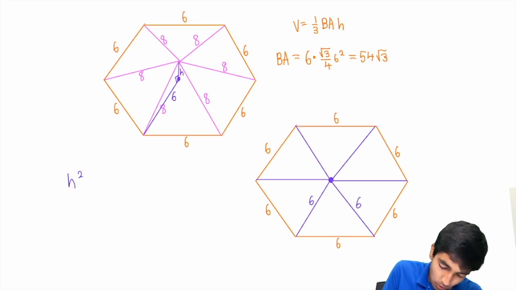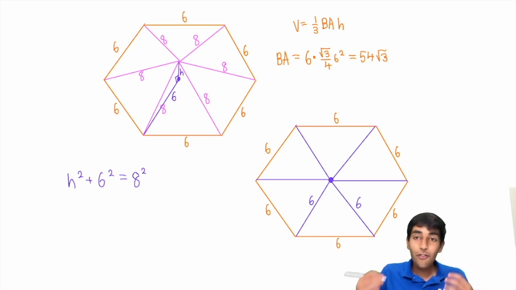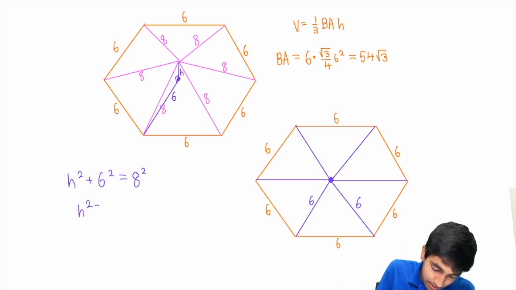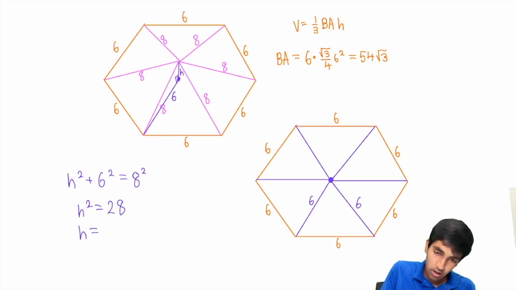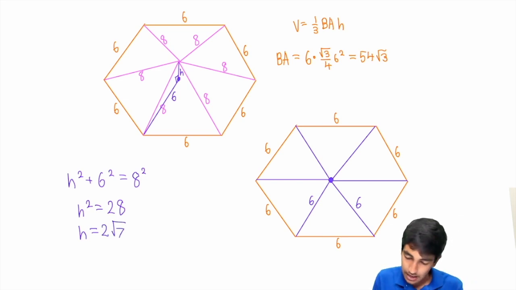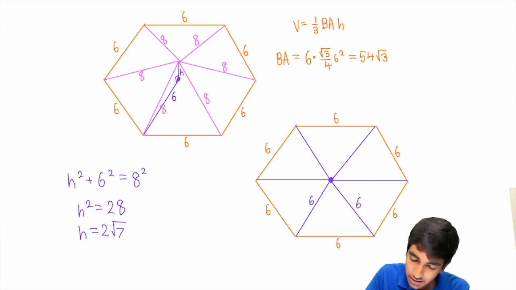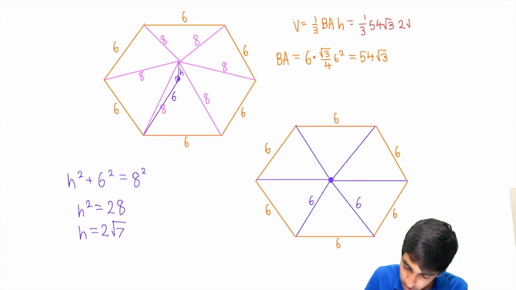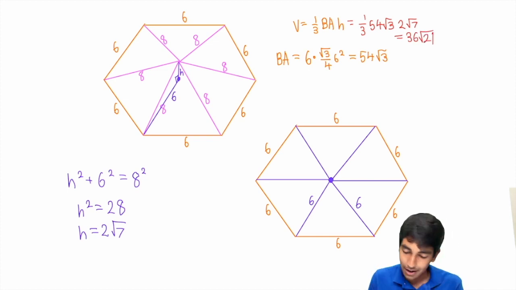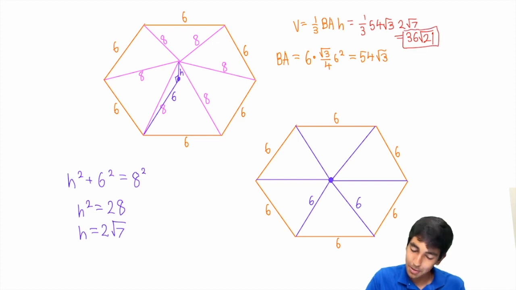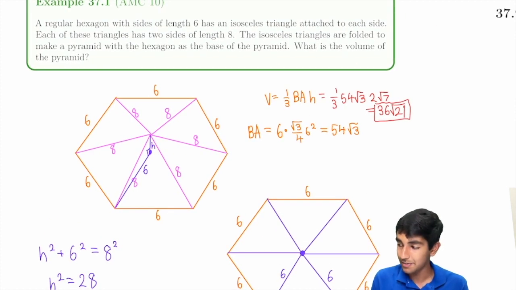And we can now use the Pythagorean theorem. h squared plus 6 squared equals 8 squared. Therefore, h squared is 64 minus 36, which is 28, making h equal to 2 root 7. And now we just plug it into our formula over here. We found the base area. We found the height. Our volume is 1/3 times 54 root 3 times 2 root 7. That gives an answer of 36 root 21, which is the final answer for this problem. That is the volume of our pyramid.